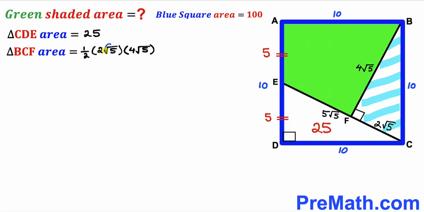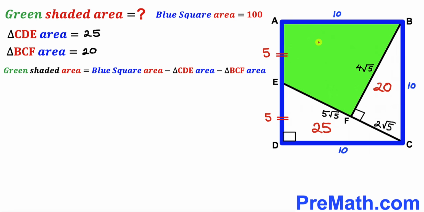And now we know that square root of 5 times square root of 5 is going to be simply 5. And here we can see 2 and 1 divided by 2, they cancel each other out. So therefore we ended up with simply 4 times 5. That is going to give us equal to 20. So therefore the area of this triangle BCF turns out to be 20 square units. And here's our final step.